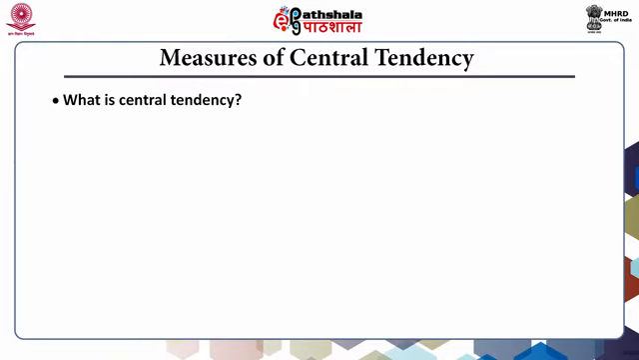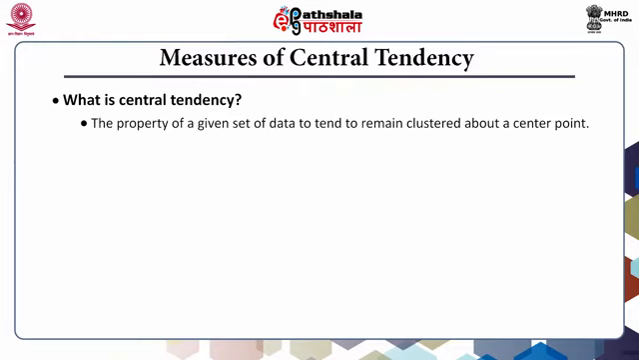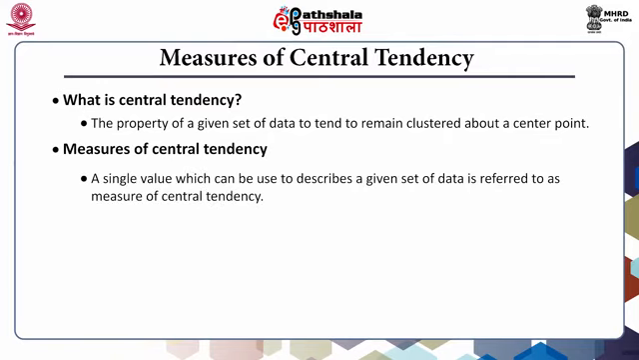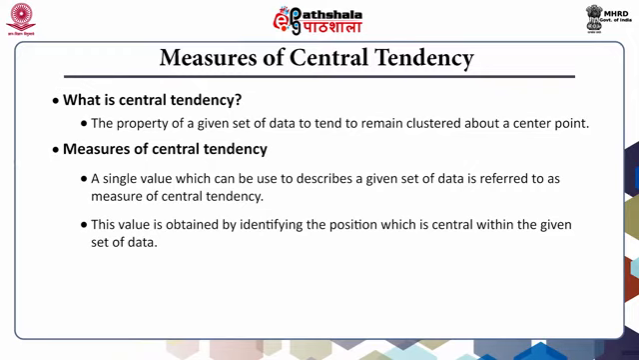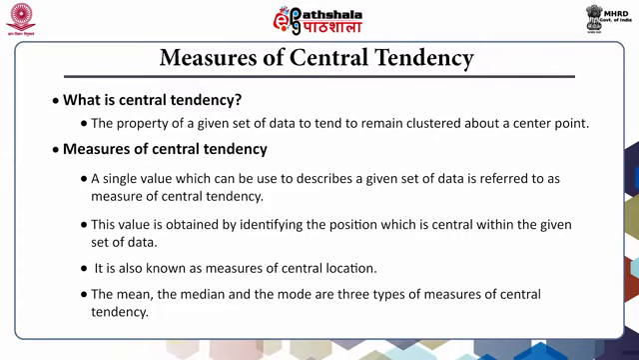What is central tendency? The property of a given set of data to tend to remain clustered about a center point is called the central tendency. Measures of central tendency has the following properties. A single value which can be used to describe a given set of data is referred to as the central tendency. The value is obtained by identifying the position which is central within the given set of data. It is also known as a measure of central location. The mean, median and mode are three types of measures of central tendency.